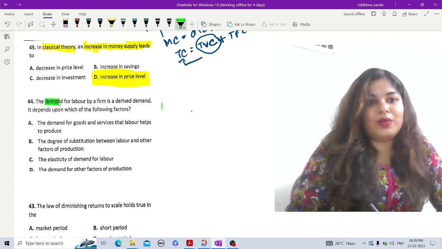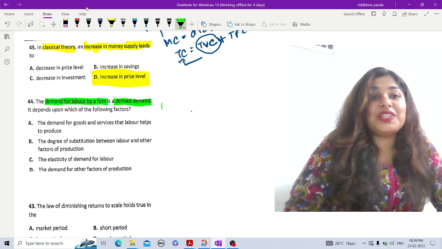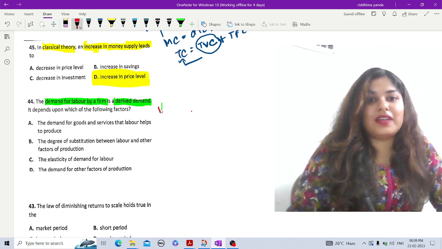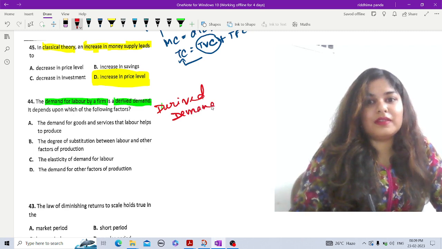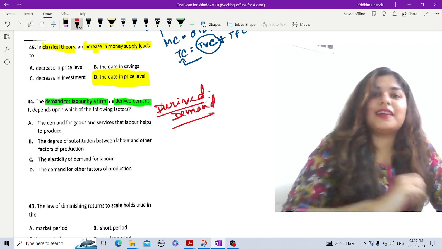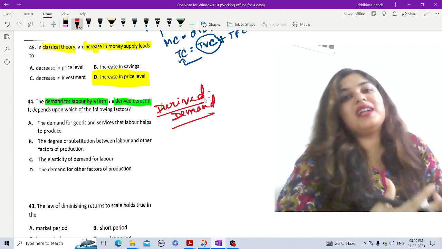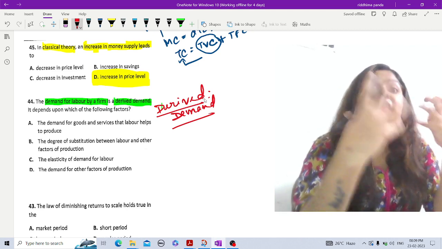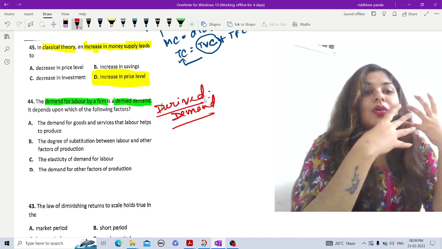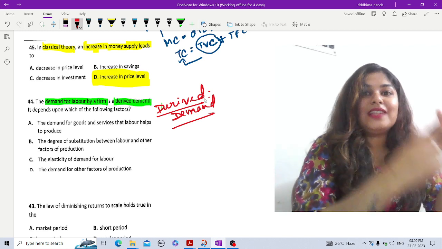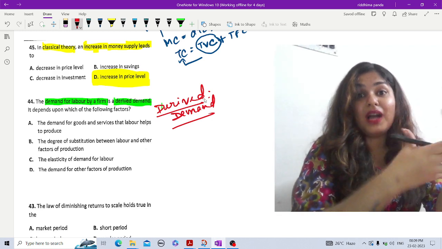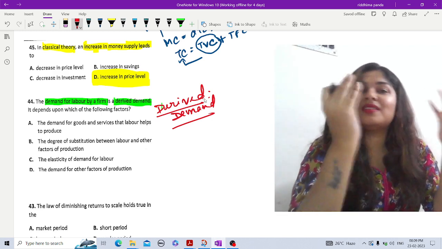Next question. So this is about demand for labor by a firm, derived demand. Now let's try to understand the concept of derived demand. What is derived demand? Anyone? Think. Derived demand means a demand that is derived. Demand for labor is said to be derived from the demand for final goods and services. What is the meaning here?